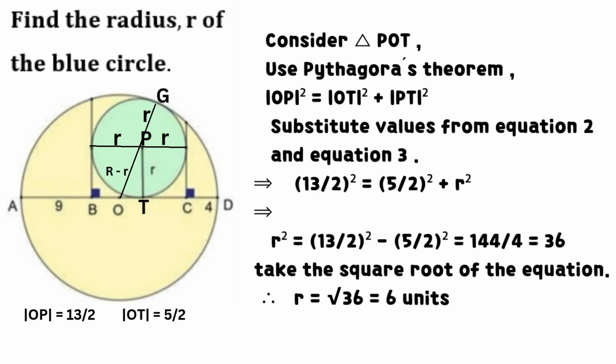Hence, the square of r equals the square of half of 13 minus the square of half of 5, which equals 36, after simplification of values. Take the square root of the equation. Therefore, the required value of r equals the square root of 36, which equals 6 units.